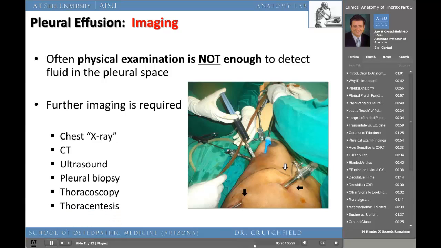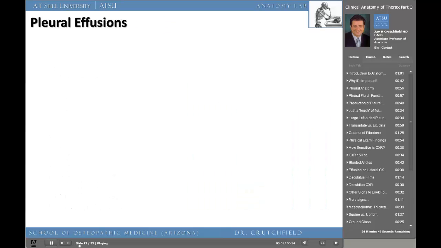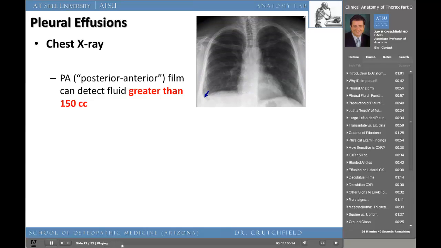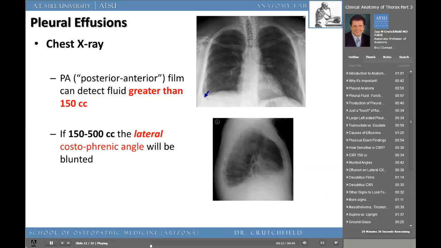Here's some more numbers to memorize. A chest x-ray can detect a pleural effusion if there's more than 150 cc's. If the costodiaphragmatic recess is blunted and is filled up with fluid, then we're suspicious that there's between 150 and 500 cc's of fluid. If you have more than 500 cc's, you'll get a meniscus, and many times you'll see opacification of the entire thorax. Opacification meaning you can't see through it on chest x-ray.